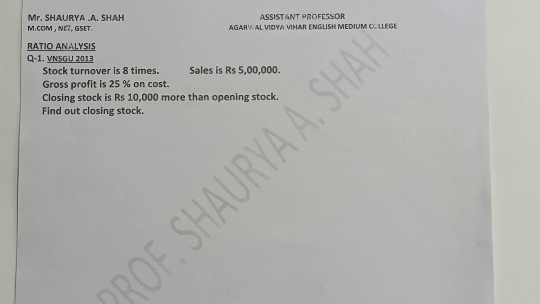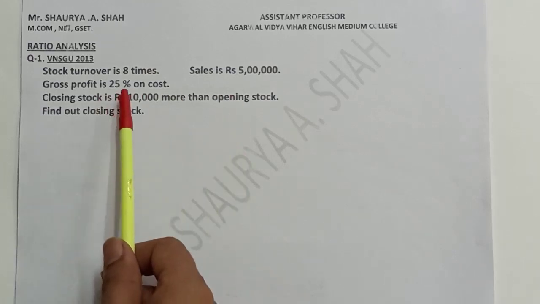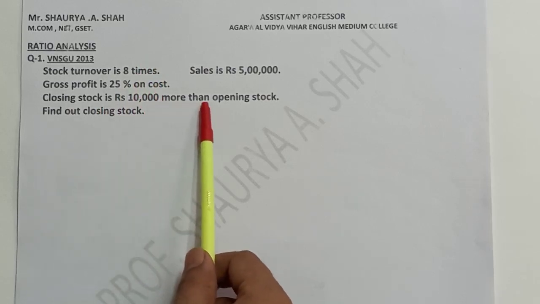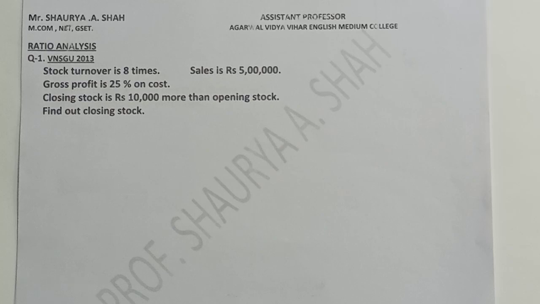It is your VNSGU 2013 question, students. Stock turnover ratio is 8 times. Sales is given as 5 lakh rupees. GP is 25% on cost and closing stock is 10,000 more than the opening stock. Now students, the following 4 pieces of information are given to you. On that basis, what you need to do is find out the closing stock, right?